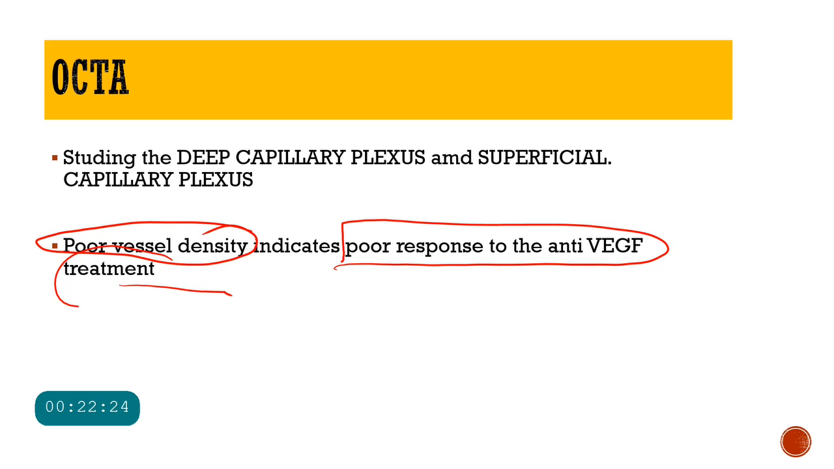So this was about the biomarkers, the patterns, and the importance of OCT as an ancillary investigation in diabetic retinopathy.